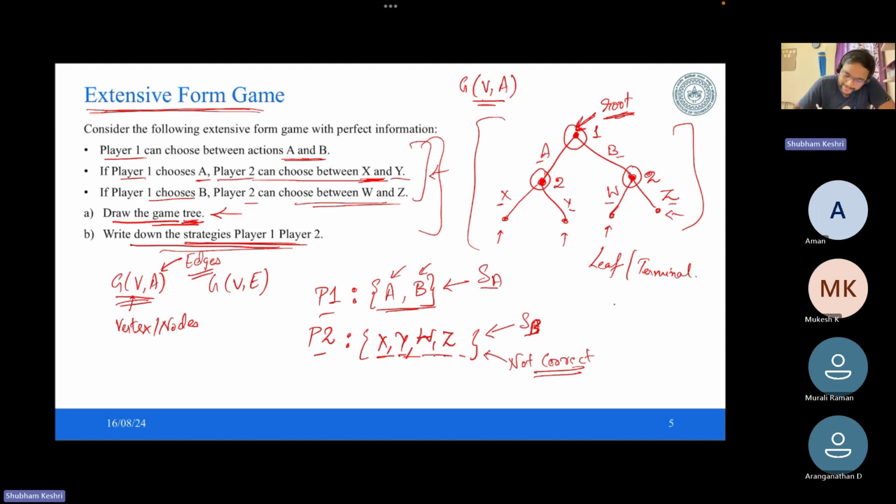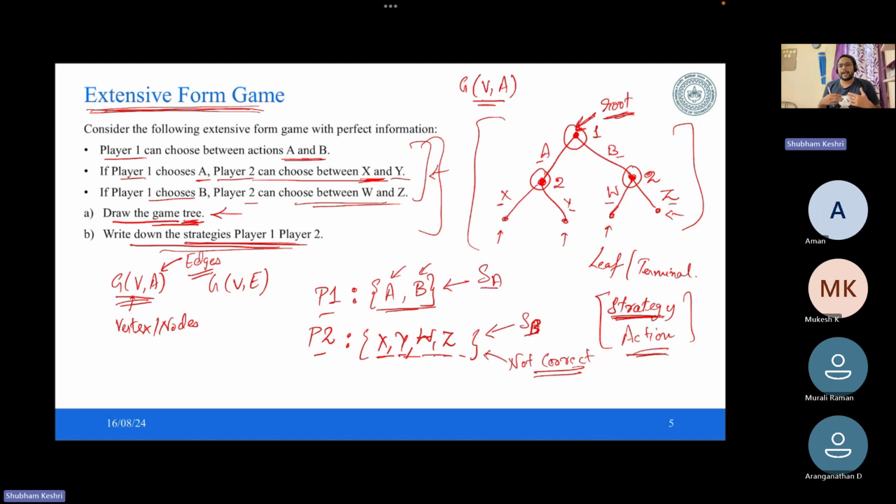So you see, when I say strategy and when I say action, in normal form game, both are the same. But in an extensive form game, a strategy is different from an action. So when you say a strategy in an extensive form game, you have to define the steps which will be played in any node. So when you say the strategy of player 2, you have to specify.